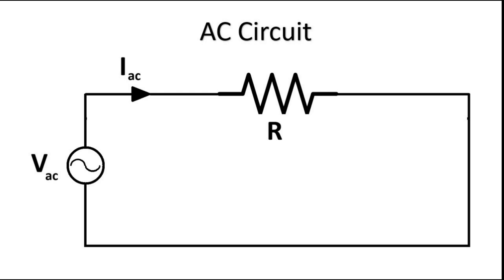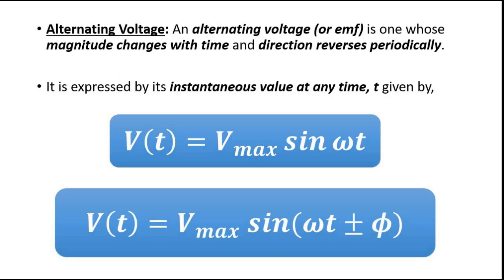The alternating voltage is expressed by its instantaneous value at any time t, which is given by Vt equal to Vmax sin omega t, where Vmax is the amplitude or peak value and omega is the angular frequency. This is with no initial phase angle taken into consideration. When phase angle is taken into account, it becomes omega t plus or minus phi: plus for leading phase angle, minus for lagging phase angle.